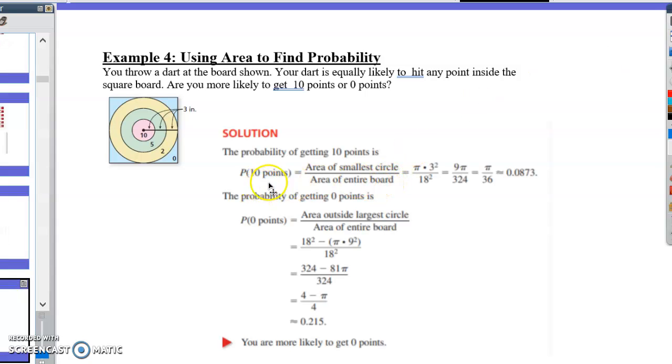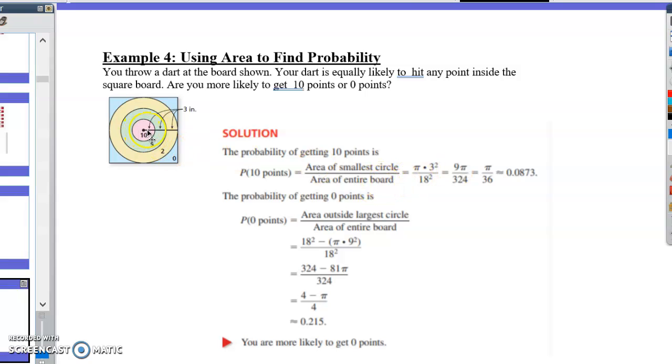Well, here we need to look at the area of the circles. So the probability of getting 10 points is going to be the area of that smallest circle over the area of the entire board. Well, the area of a circle is pi times radius squared. So pi times 3 squared is 9 pi. What is the area of the entire board?